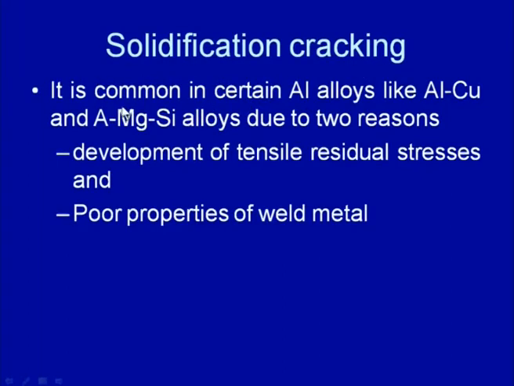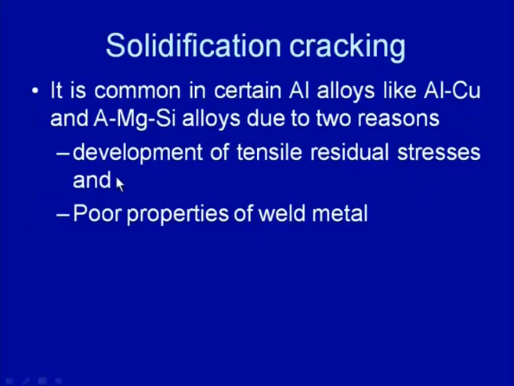So, these are some of the steps which can be used to control inclusion formation in the weld joint of aluminum alloys. Solidification cracking is another common type of problem encountered during the welding of aluminum alloys, mainly in aluminum copper alloys, aluminum magnesium silicon alloys, and aluminum zinc magnesium alloys. This mainly happens due to two reasons: tensile residual stresses develop at the weld center, and the properties of the weld metal are poor, especially at high temperature.